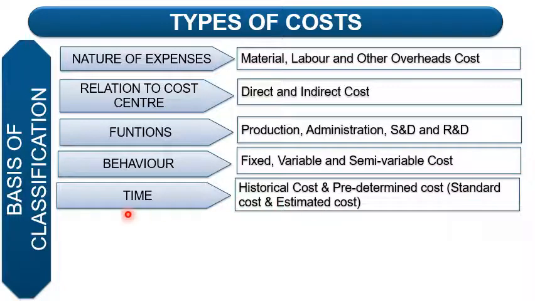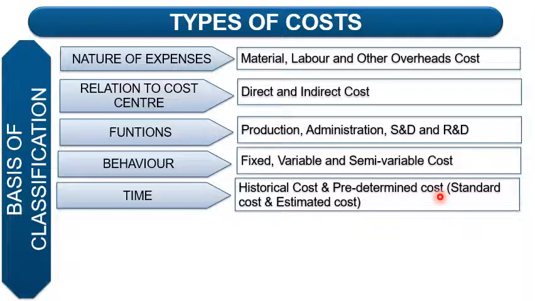Now next is the time basis. On the basis of time, the first is the historical cost, the cost which is already incurred, the expense that has already been made. That is called the historical cost. That is used only as a base for taking decisions in current or future decisions. It works as a base for us.